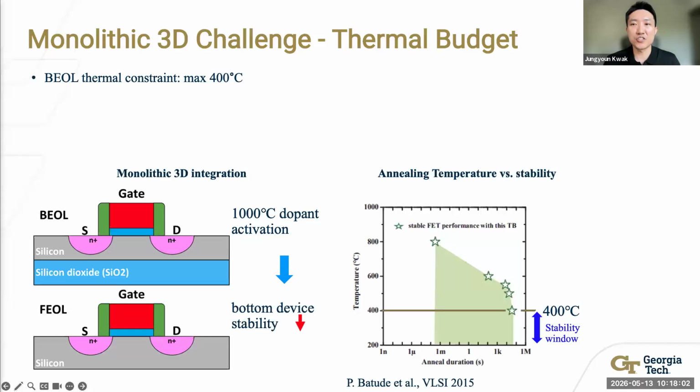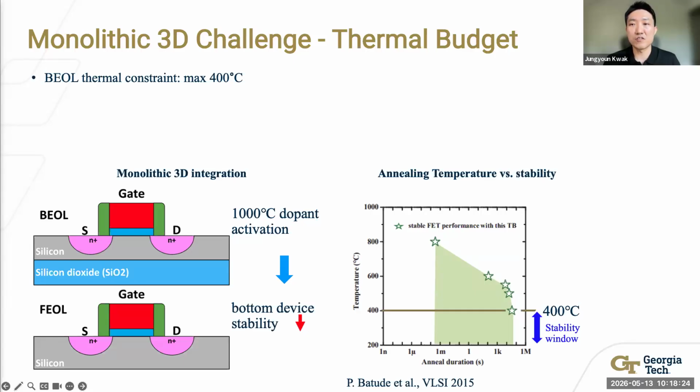The left figure shows the challenge of monolithic 3D integration. If we simply fabricate the new transistors on top of the existing front-end-of-line silicon transistors, the high-temperature process needed for dopant activation degrades the front-end-of-line devices below.